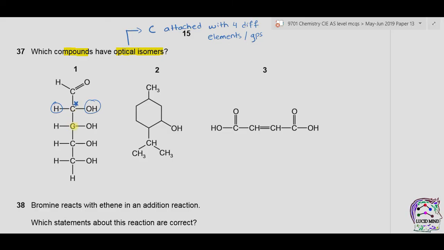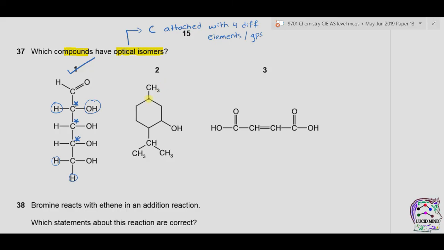Again we can see that the second carbon, this one, is also chiral as it is attached with 4 different groups. This one is not chiral because it is attached to 2 hydrogen atoms that are the same. This is also not chiral because it is attached to oxygen with a double bond. So option 1 is correct.